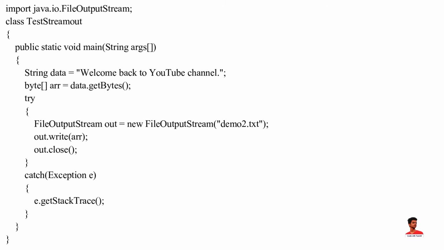In this example, we have created a FileOutputStream named out. The FileOutputStream is linked with the file demo2.txt. To write data to the file, we have used the write method. The getBytes method used in the program converts a string into an array of bytes. Here, when we run the program, the demo2.txt file is filled with this data.